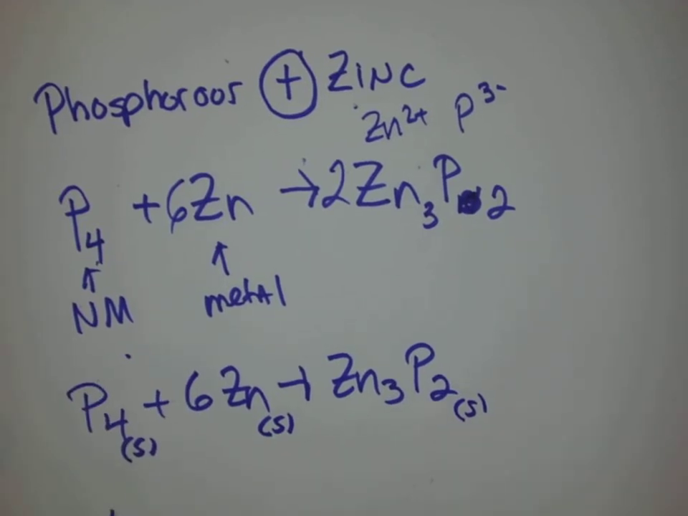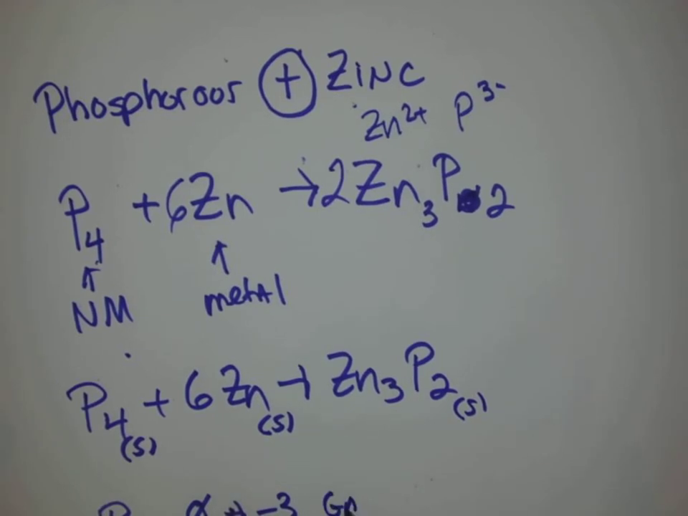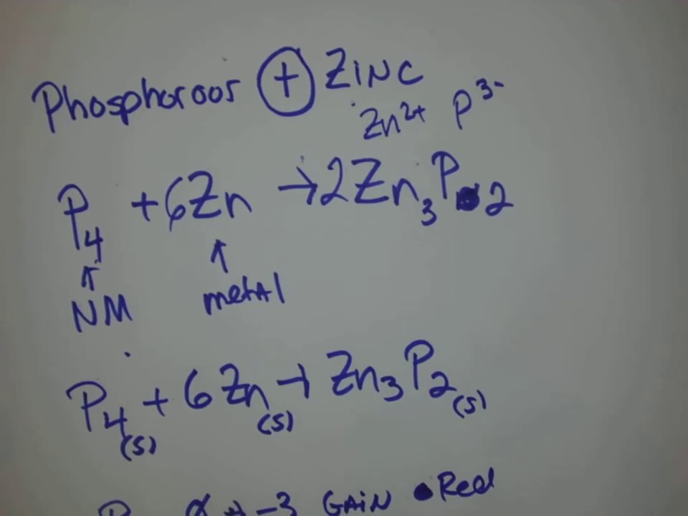As far as the oxidation numbers, again, phosphorus and zinc, they have an oxidation number of 0 to begin with. And again, since zinc has a charge of 2+, that means zinc is going to a +2. Since phosphorus has a charge of 3-, it's going to a -3. So again, here you are gaining electrons, here you are losing electrons. So this is your reduction, and over here is your oxidation.